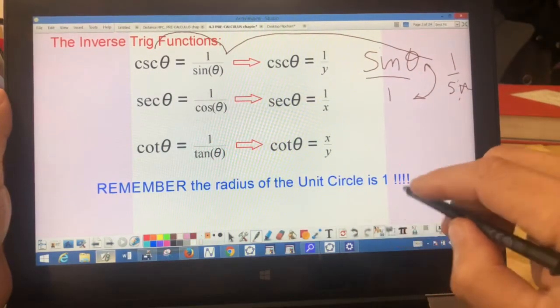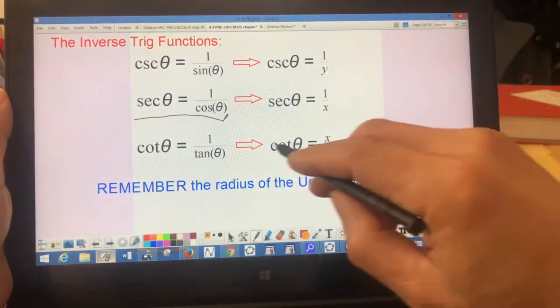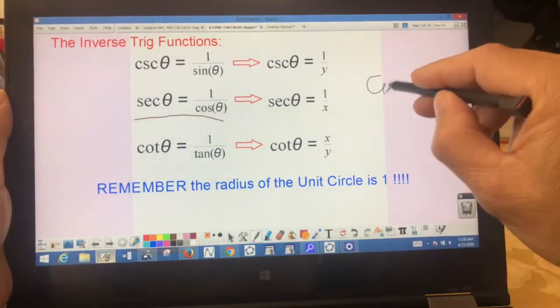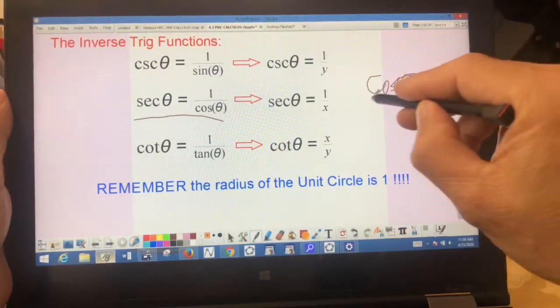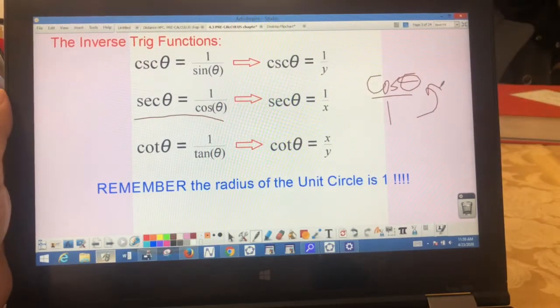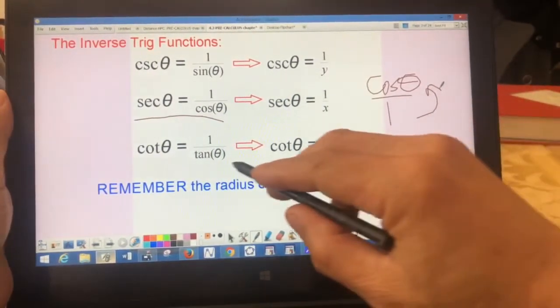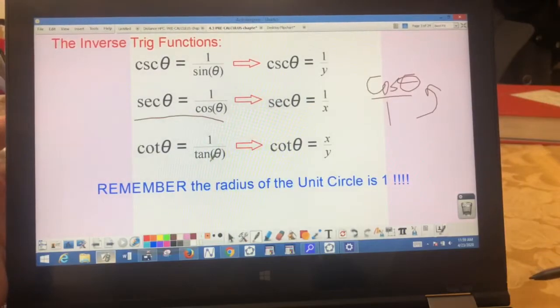In the second line there, if you take your cosine over 1 and you flip that upside down, you'll get 1 over cosine, and that is what we call the secant. Now, tangent and cotangent is the same thing. So if you take your tangent and flip it upside down, you make it a cotangent.